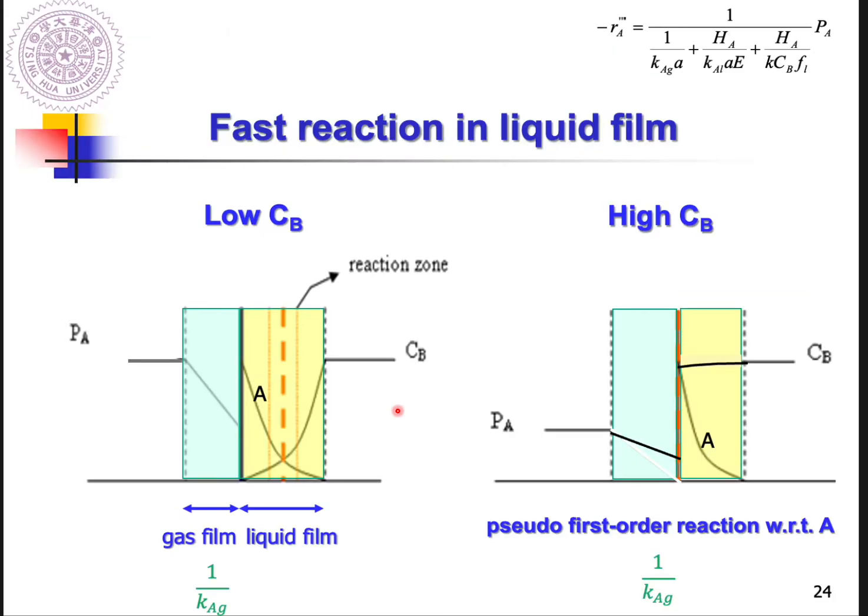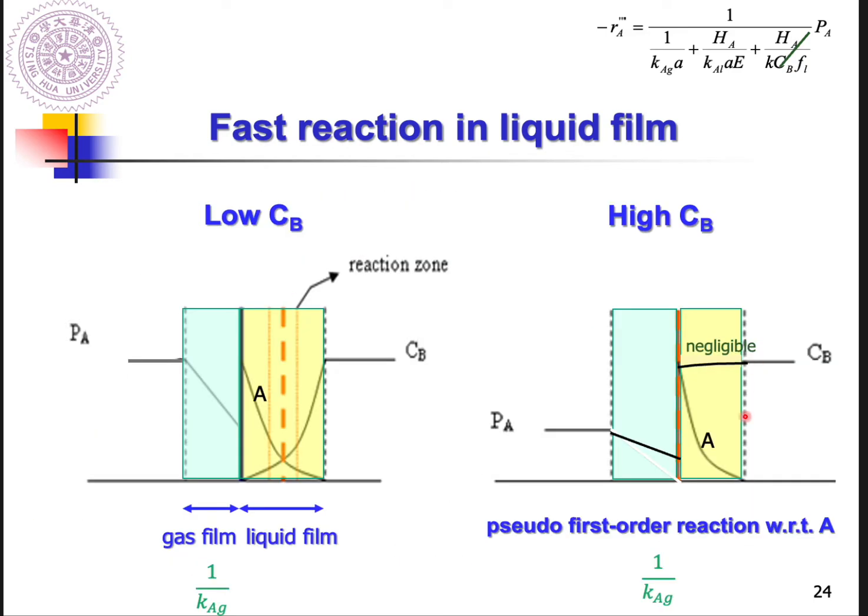Next, we are going to show you the fast reaction in liquid film. Fast reaction means that the reaction is not as fast as instantaneous reaction. It slows down, so you got the reaction zone instead of the reaction plane. So for the low CB case, you got the reaction zone in the liquid film. When you increase the concentration of CB to high CB, as long as CB is high enough, you can consider the concentration of CB to remain constant.